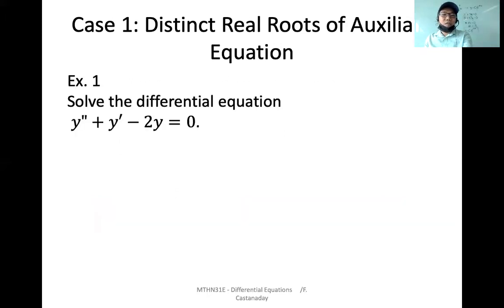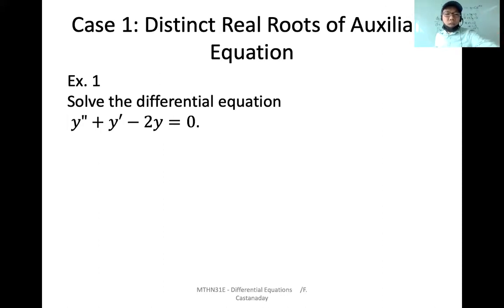Let's have an example. Solve the DE. Ito, second order lang to eh. So, kayang-kaya. And take note ha, constant coefficient. Guys, pag meron ng x dyan, okay, suko na ako. Hindi ko pa alam yun, sir. Hindi pwede magamit yung ganong solution pagka merong coefficient na may mga variables na involved dun sa coefficient. Clear?